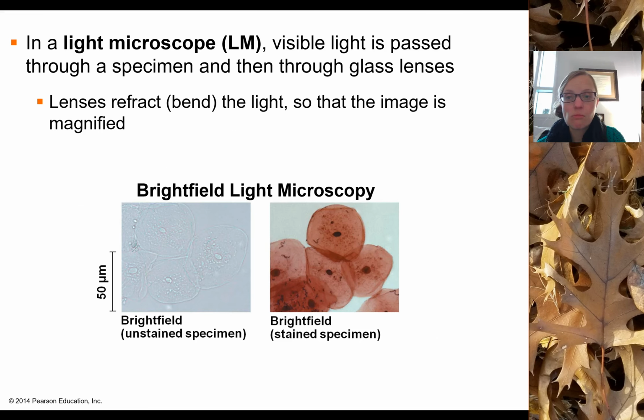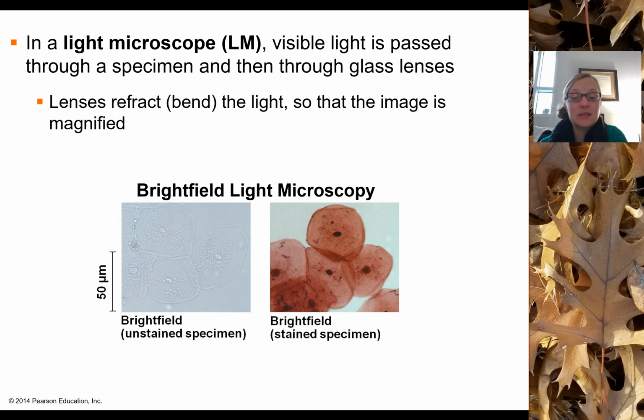Okay, so let's talk about the light microscope first. Essentially, a light microscope will use visible light. It'll pass the visible light through your sample and then through glass lenses, and these glass lenses are able to refract, or bend, the light so that the image is magnified. And so on this particular slide, we've got an example of what is called bright field light microscopy, where you simply use white light, you illuminate your sample, you collect that light, pass it through lenses, lenses magnify it, and you can see your sample.